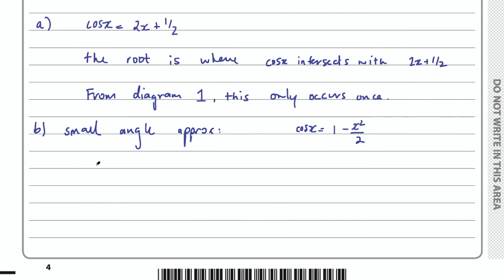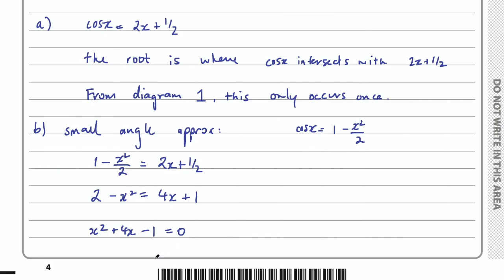So we'll have 1 take x squared on 2 equal to 2x plus a half. And now I want to rearrange this in terms of x. So multiply through by 2 to take x squared equals 4x plus 1. And then, however you want to do this, I would add x squared to the other side. So then I have x squared plus 4x plus 1 take 2 would be negative 1.